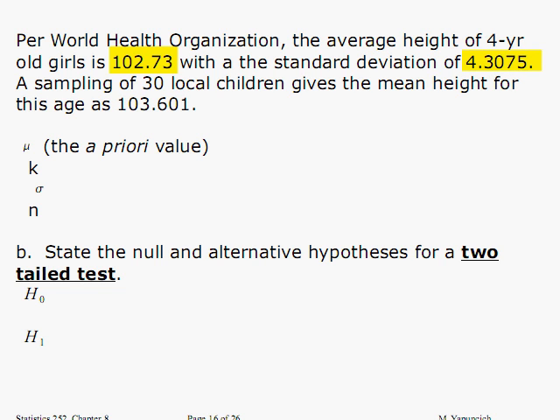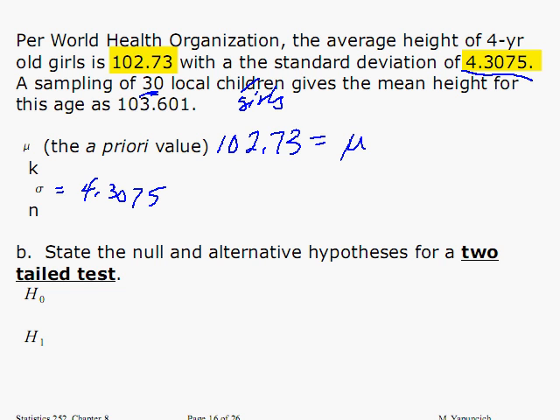So in this case, we know the a priori value is the average that we, either the advertised average or previously measured average. So in this case, it'd be 102.73 would be the value of mu. Also, we know the standard deviation for the population, and it's 4.3075. Okay, now a sampling was done of 30 local children. All right, 30. Should have said girls here so that it would match up, but that's okay.